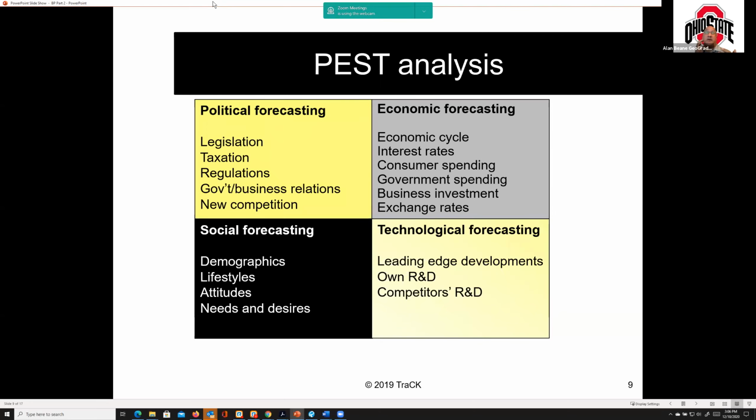Technological forecasting, are there any cutting edge developments that you're aware of or might be on the horizon that you're kind of banking on? Are you doing any research and development on your side? Or are you doing competitors' research and development? R&D could also stand for rip off and duplicate. All right.